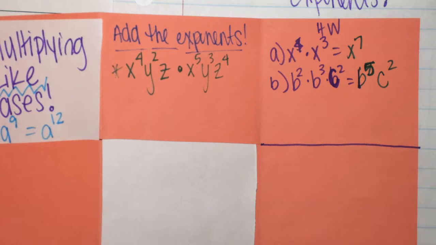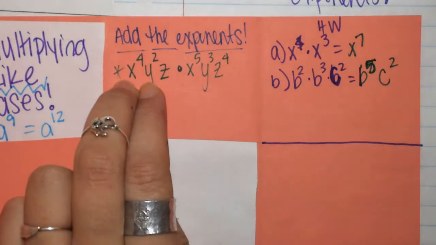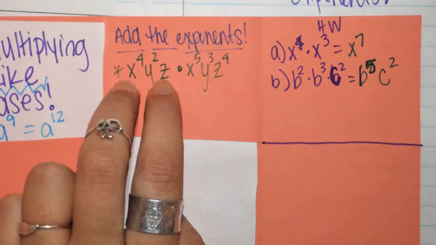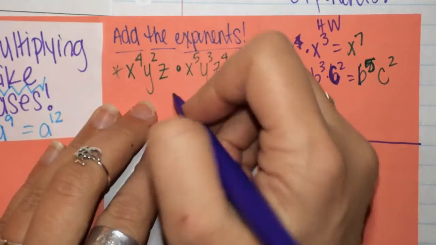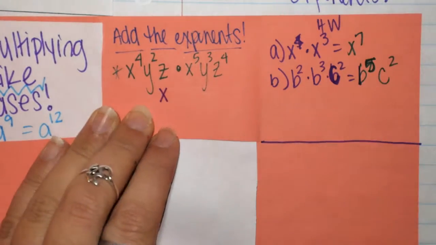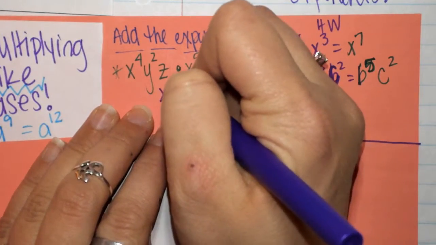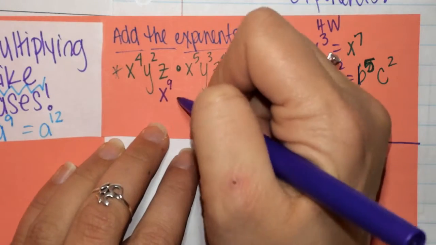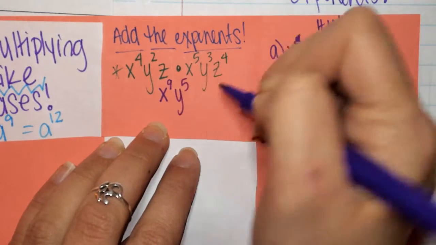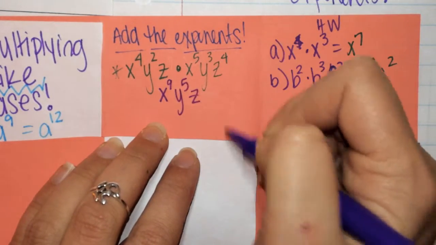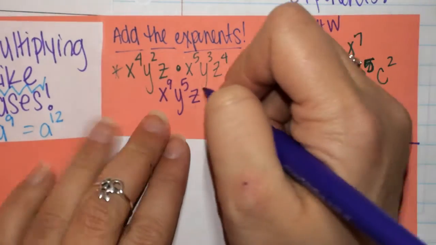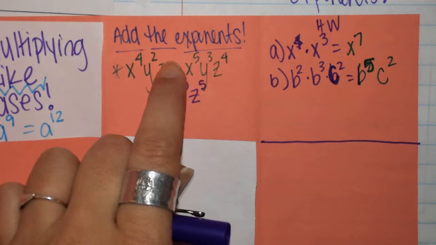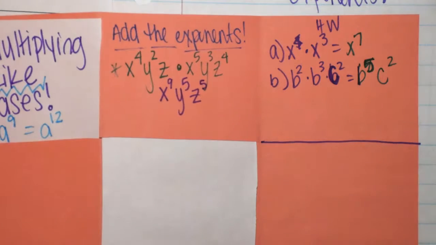So when we multiply like bases, what do we do to the exponents? We add them. Can we combine the x and the y? Can we combine the x and the z? What about this x and this x? So what would our answer become? It's not x9. To the 9th power. What would y become? 5th power. And what would z become? What is this guy? 5 to the 5th power. And that's got a 1. So 1 plus 4 is 5, so it would be z to the 5th power.